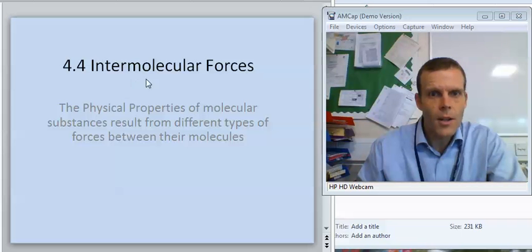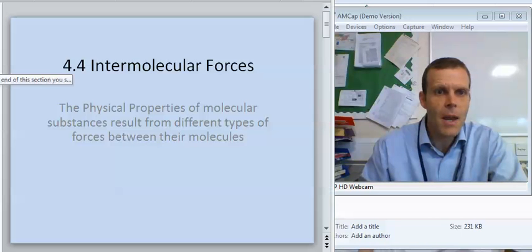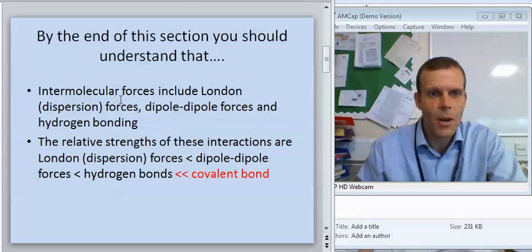Okay, next section, intermolecular forces. The physical properties of molecular substances result from different types of forces between their molecules, and there's three main types of forces that we have to talk about. These are London forces, dipole-dipole forces, and hydrogen bonding.